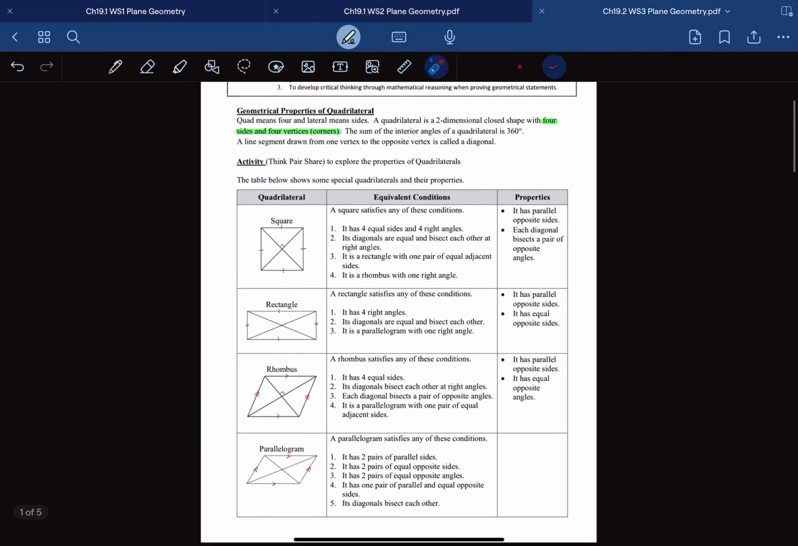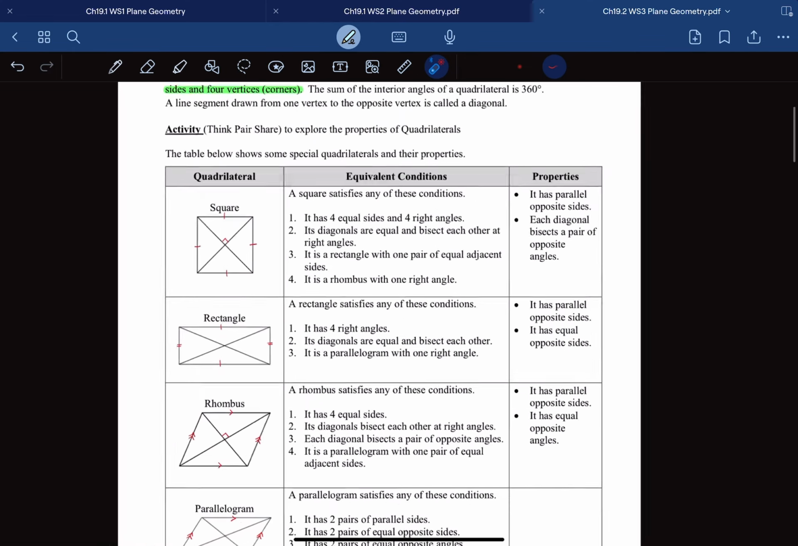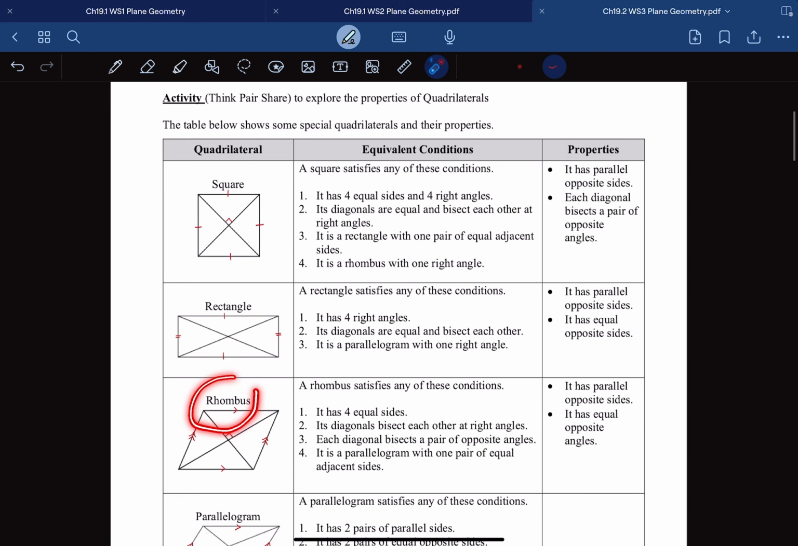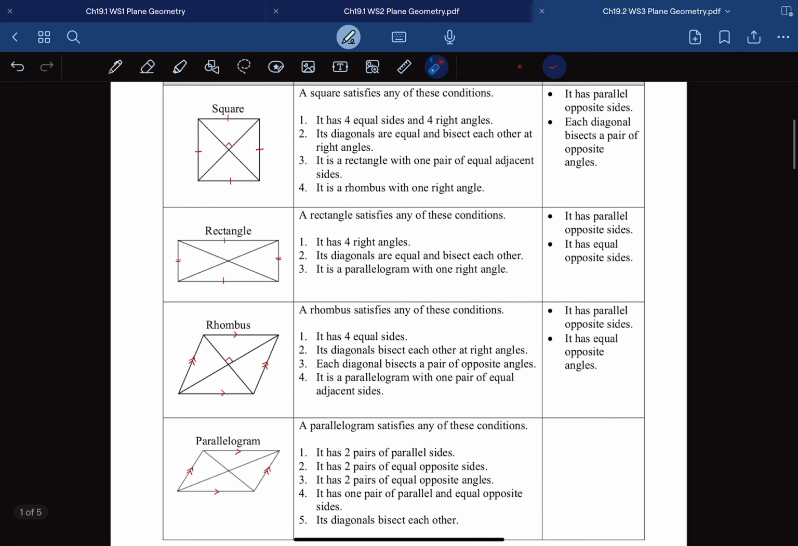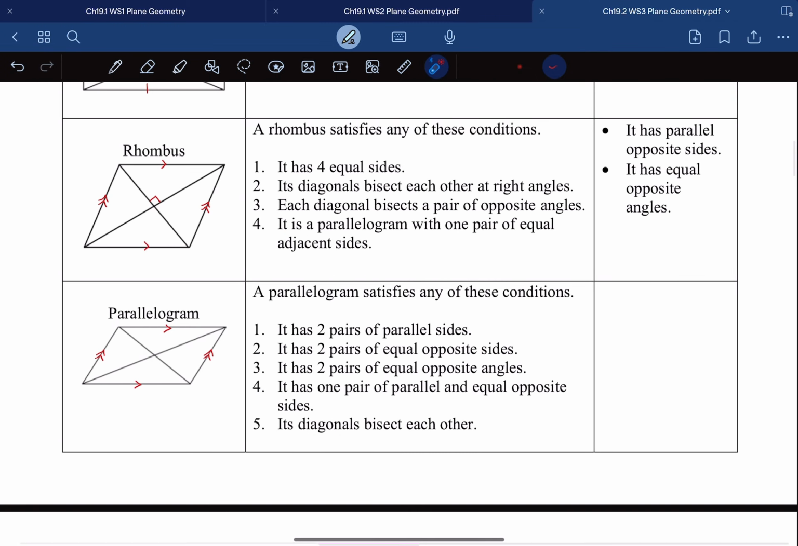But for now, what we need to do is learn how to prove that something is, for example, a rhombus or rectangle. You need to know all these different properties of these shapes so that, let's say the question says to prove that this is a parallelogram, for example, you know what to show. So for example, if I look at a parallelogram, right?